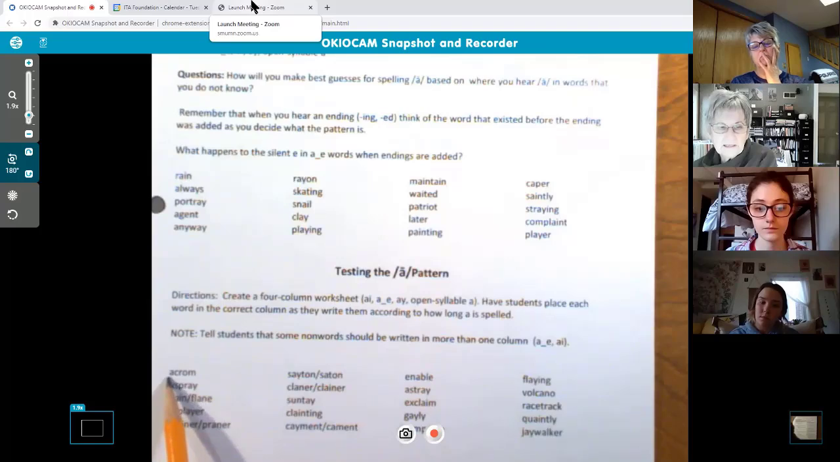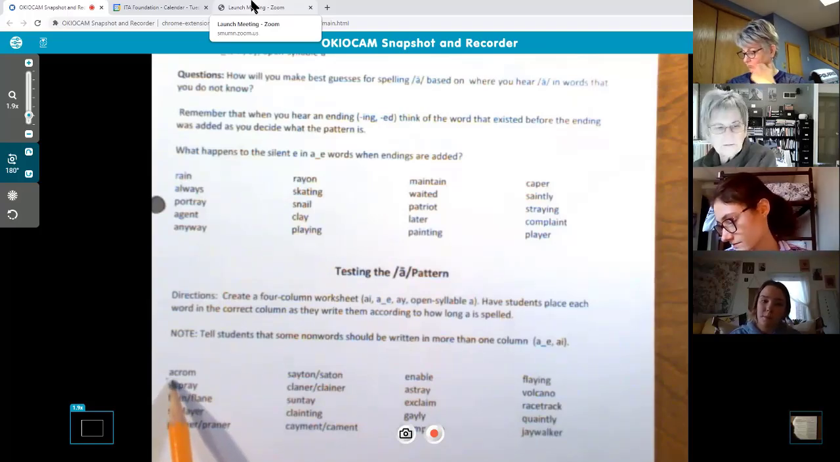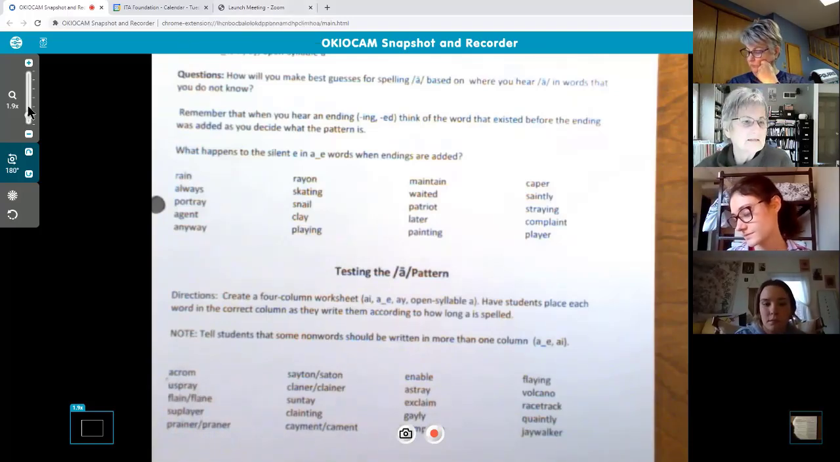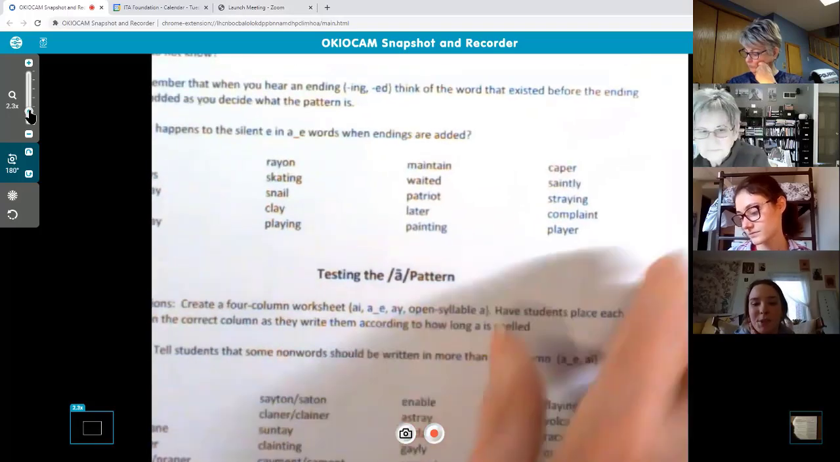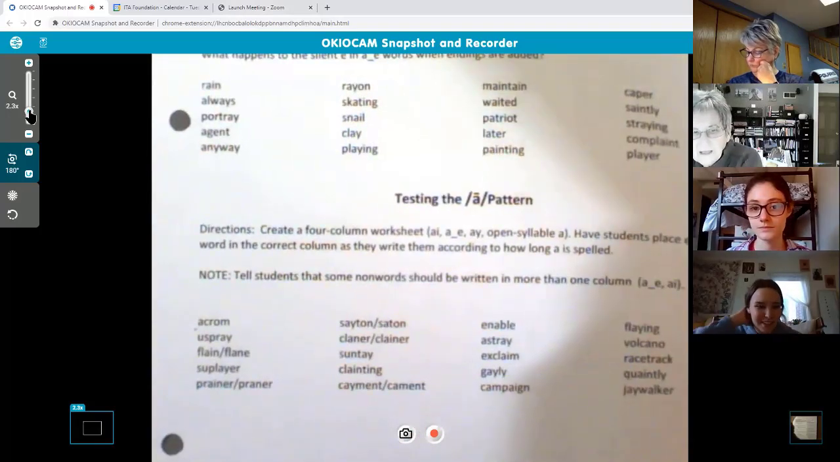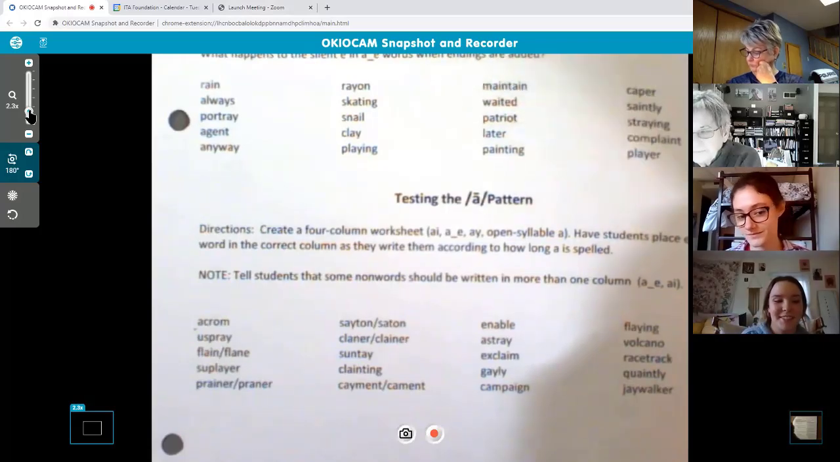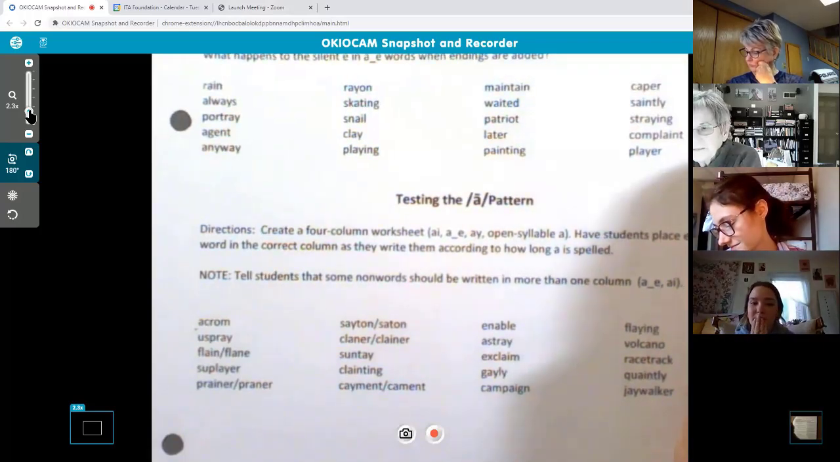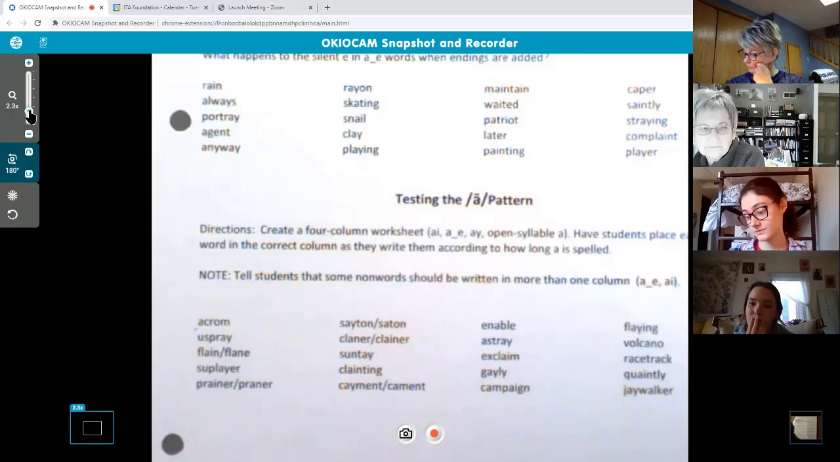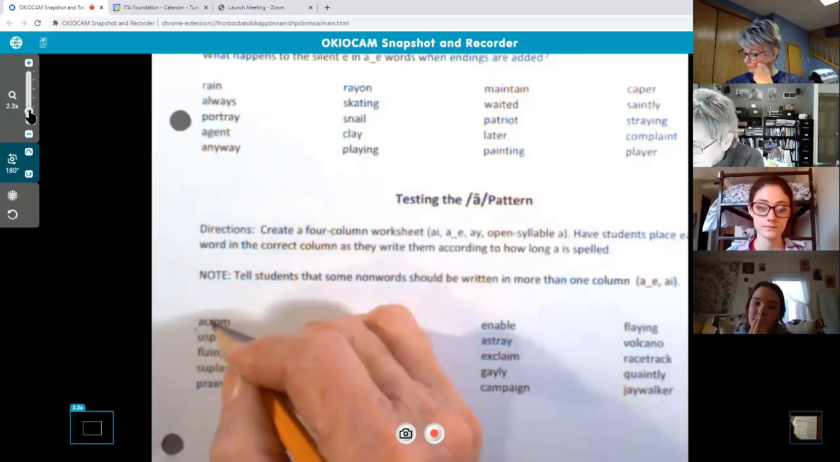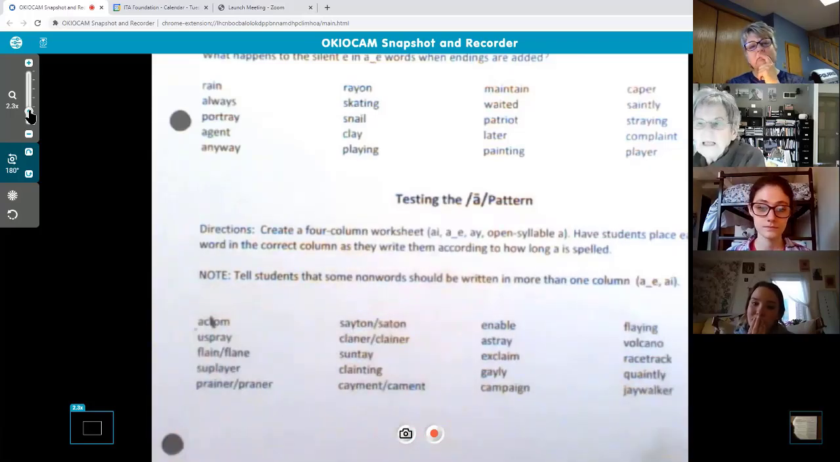How would you pronounce this? Lexi, how would you pronounce that one if you were asking a student? Would it be acorn? Acorn. Yep. Good. Because that's open syllable A, isn't it? Acorn. Now that's an interesting one because usually, you know what? I'm going to take that off, because it fits the pattern better.